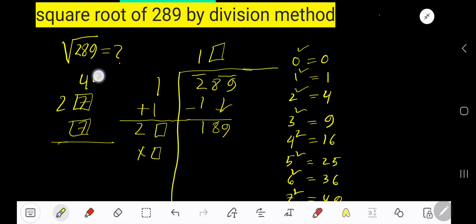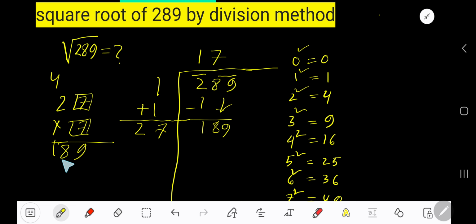7 times 7, 49, write 9, carry 4 to the next column. 7 times 2, 14, 14 plus 4, 18. 189, which is equal to this. So our guessing number 7 is correct. 7, 7. So 7 times 27. Look here, 7 times 27, that gives us 189. And if I subtract, I am getting 0.